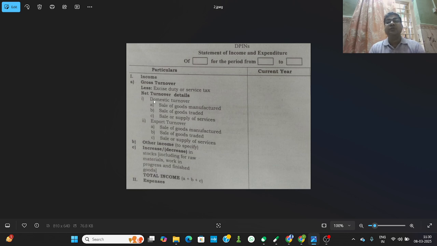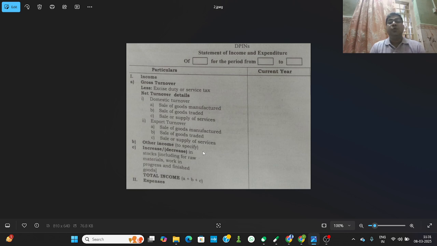Then after that, the domestic turnover and export turnover, both items are there. Domestic turnover means domestic sale. Domestic means within the country, within India. Export sale means we sell the goods to outside the country. So these are the things that we have to mention. Sometimes manufactured goods sale, traded goods sale, and services supplied, we have to mention as per domestic and export turnover wise.